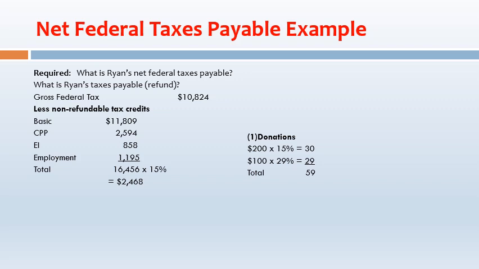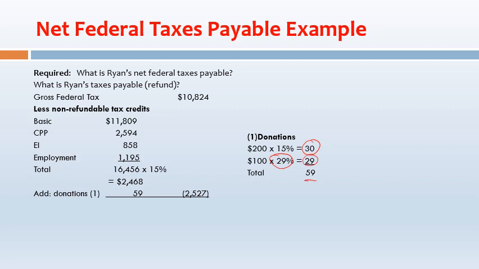Now we need to take a look at our non-15% tax credits. So we'll take a look at the donation credit. The first $200 of the credit is multiplied by 15%, and that'll give us 30 bucks. The next $100, so we have a total of $300. The first $200 at 15%. The next $100 is going to be at 29%.